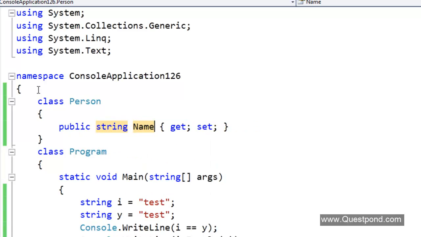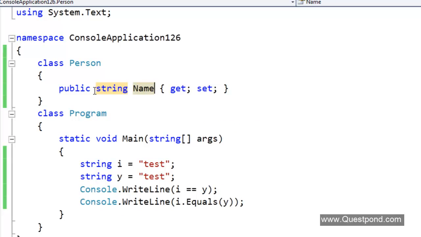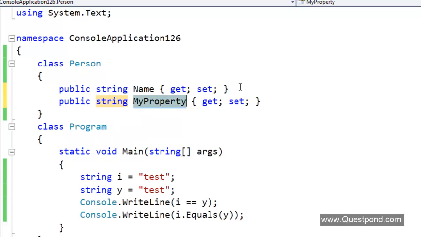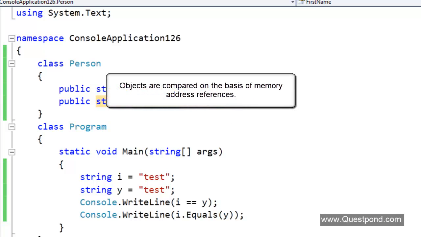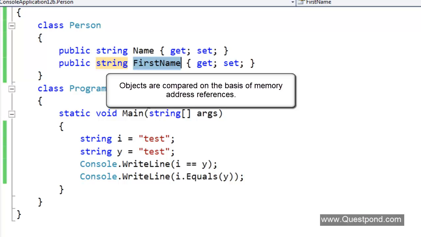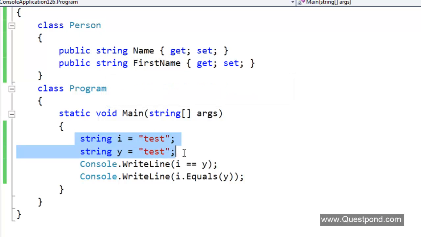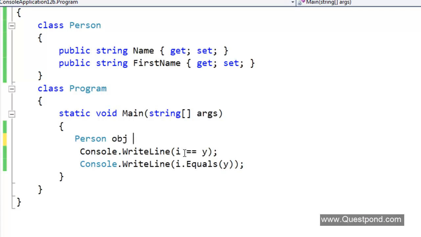Okay. So now if I say that I want to compare a person object, that's where C# asks how it can compare objects, because an object can have a lot of properties. It can have name, first name, last name, identification number, and so on. So comparing each one of these properties does not make sense for C#. So what it says is that if you tell me to compare objects, I will do the comparison using the references. That means wherever the object's internal memory is allocated, I will compare the memory addresses of both the objects.